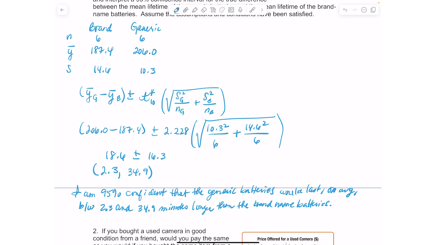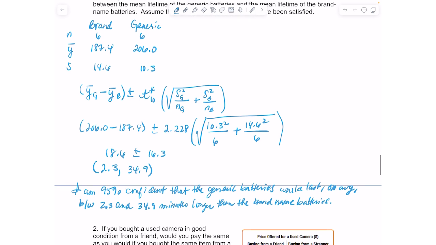So basically, if you're talking to a normal person that maybe hasn't had statistics and they're like, well, what does that mean? You're basically saying that if the generic batteries are cheaper, there seems to be little reason to not use them, right? That's all this is basically saying.